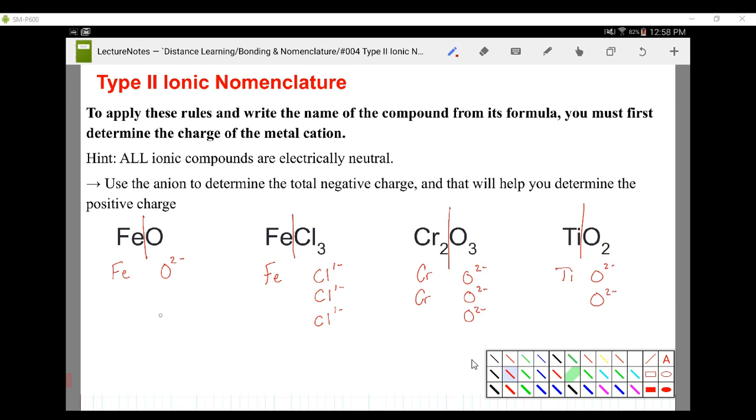And from that, we can see that the total charge that's negative on this first compound, FeO, is -2, which means that this total positive charge must be 2 plus. Now there's only one iron atom, so that one ion must have a charge of 2 plus as well, which means that the name for this one would have to be iron 2 oxide. For problem 2, we have a total of -3. We need to have a +3. There's only one iron ion for that. So this second example must be iron 3 chloride.